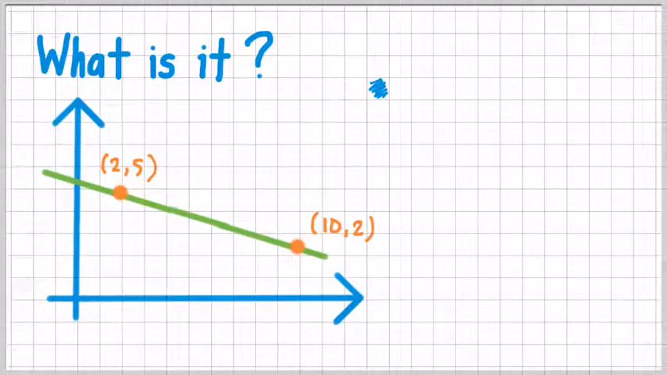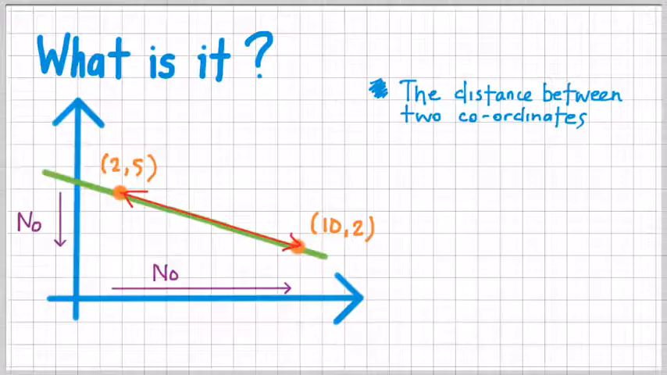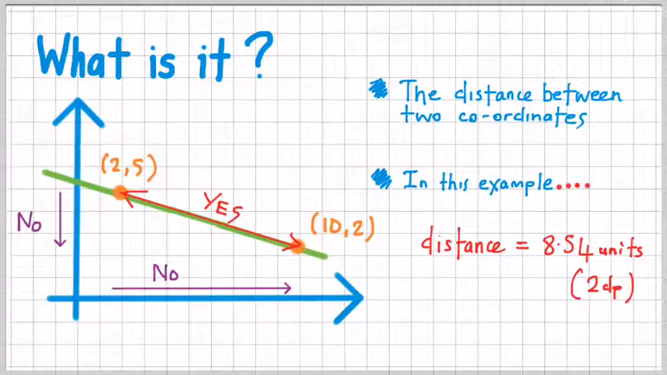What is it? Say we've got 2 points, (2, 5) and (10, 2), on an XY grid or Cartesian grid, and we're looking at that thing there. So that is the distance between two coordinates. We are not looking at the vertical or horizontal component in general, but we are looking at the red line you see right there. In this example, the distance equals 8.54 units to 2 decimal places.